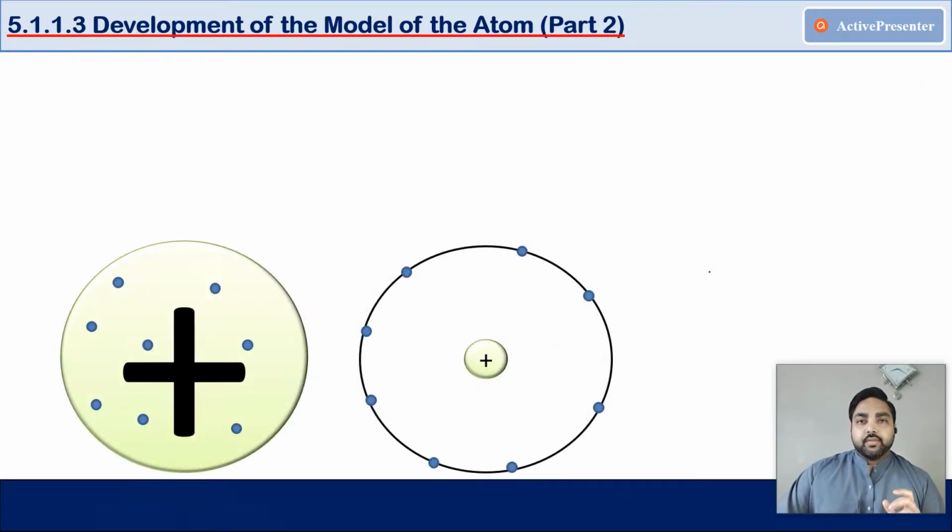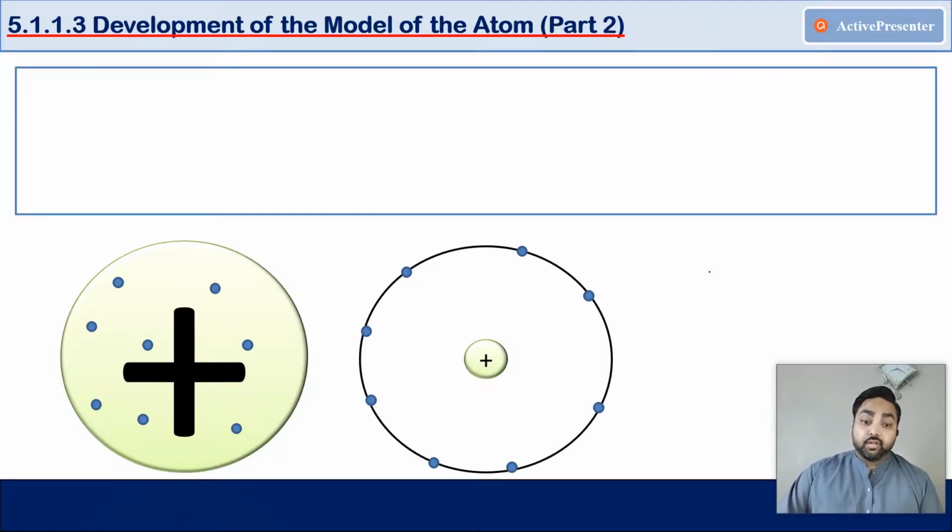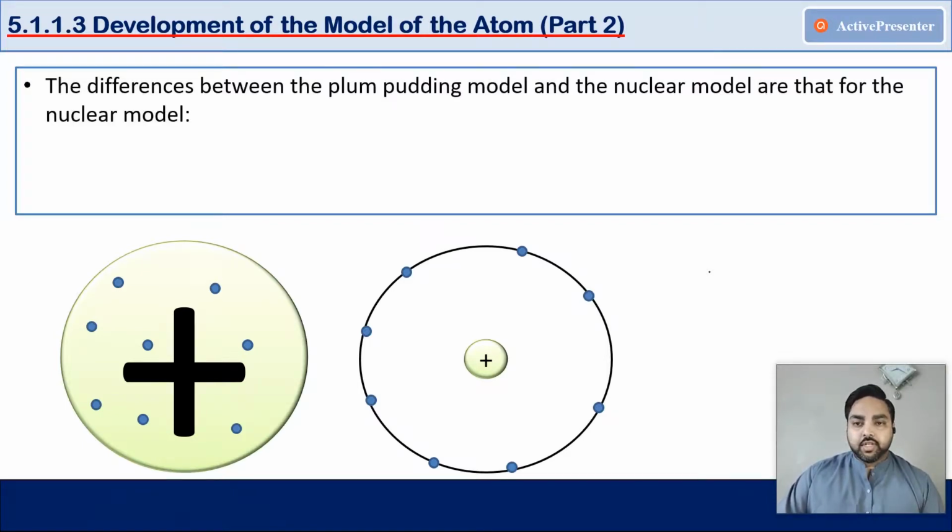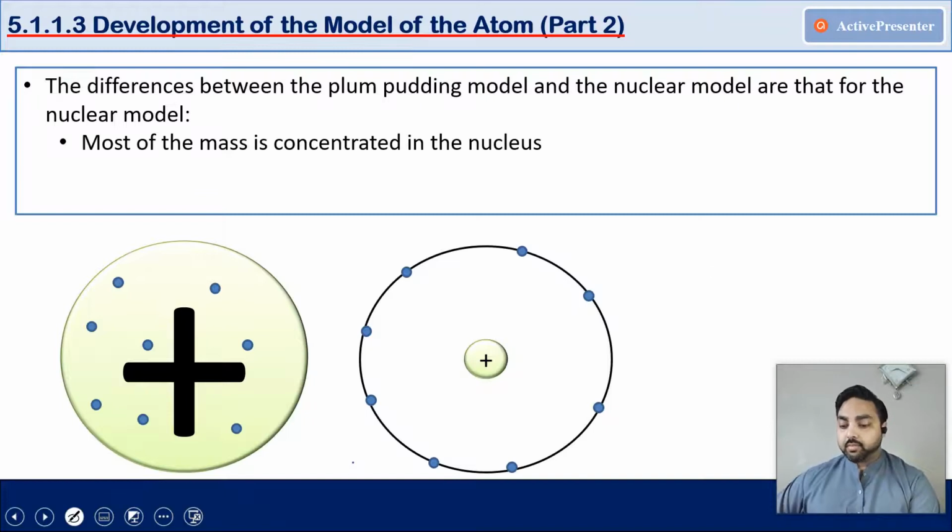And one of the key things that you might be asked to do in your exams is compare the plum pudding model to the nuclear model, and link the evidence to what led to this change in the models, which visually was the most significant. So the differences between the plum pudding model and the nuclear model are that for the nuclear model, most of the mass is concentrated in the nucleus. And the reason why they say this is because of the particles that deflected more than 90 degrees.